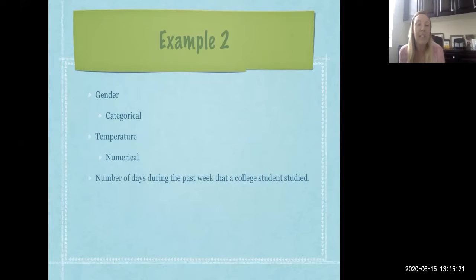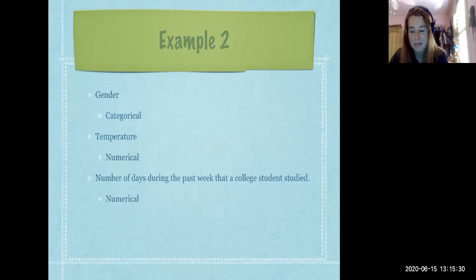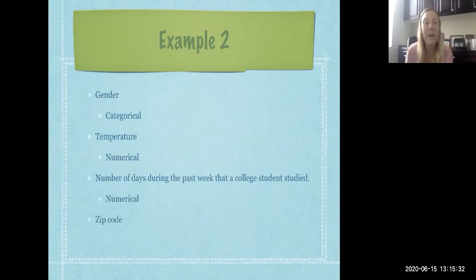Okay, number of days during the past week that a college student studied. Samantha. Numerical. Perfect. And what about zip code? This is the hardest one. So what do we think about zip code?